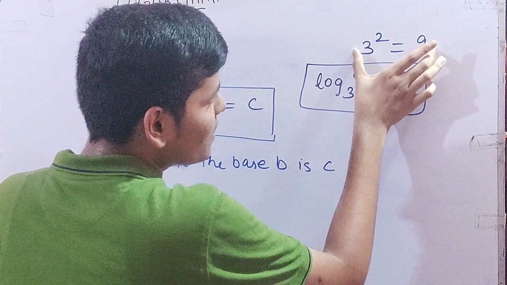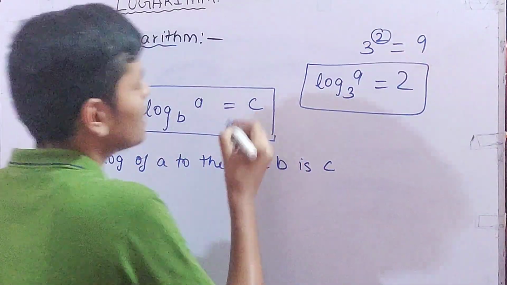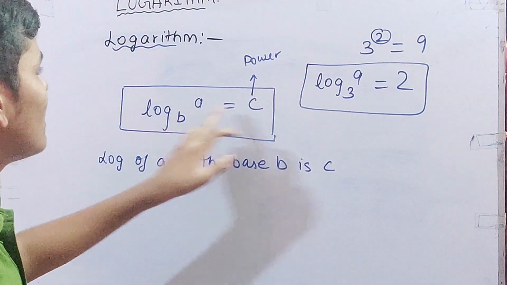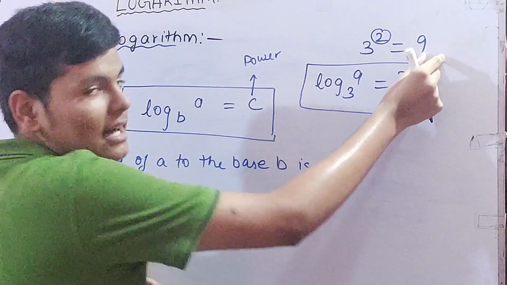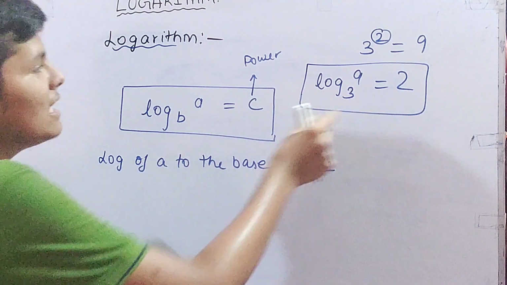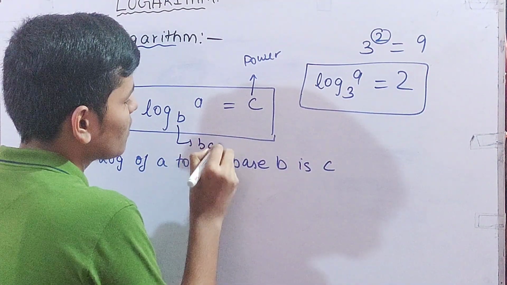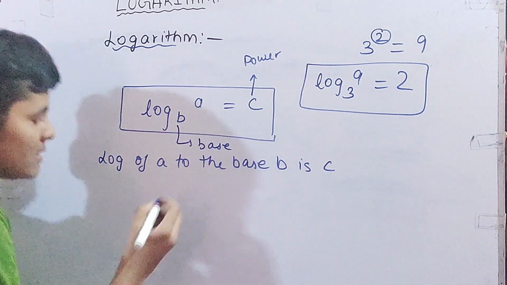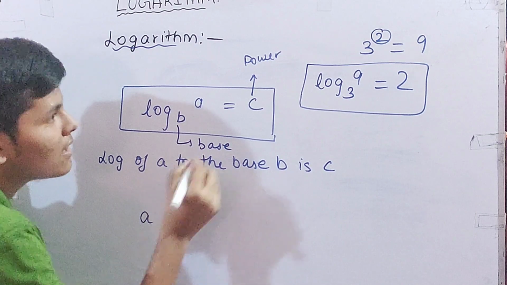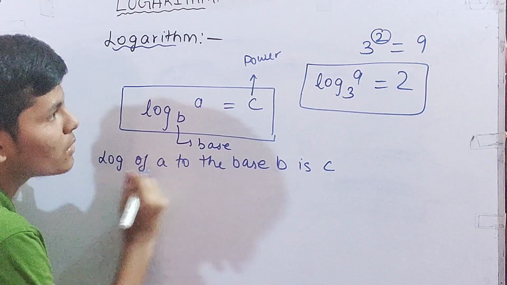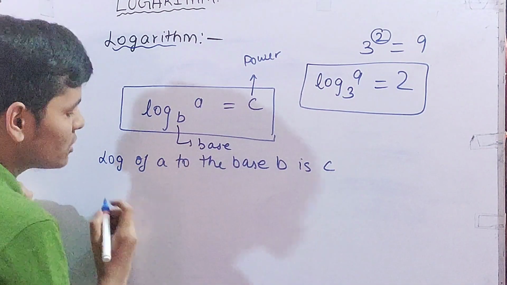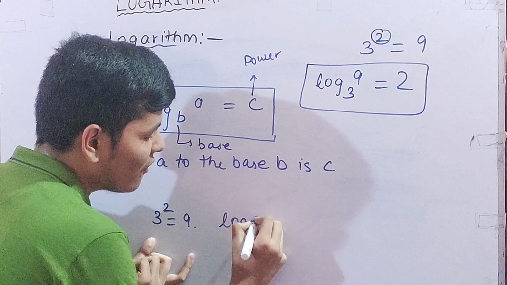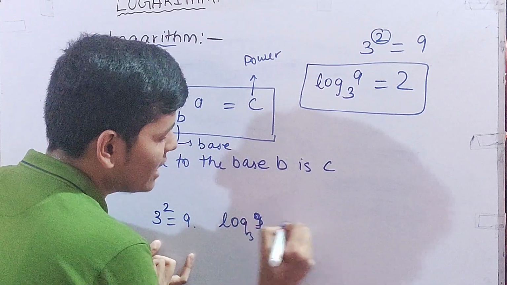In this equation, what is 2? 2 is nothing but the power. Then c is the power. Then we have 9. What is 9 here? The 9 is the answer to the question. And what is 3? 3 is the base. Log of a number to the base b gives us c. Now this is as a power, we have here as 9, right? So 3 square is equal to 9. Then if I try to take the log of 9 to the base 3, then it will give me 2.